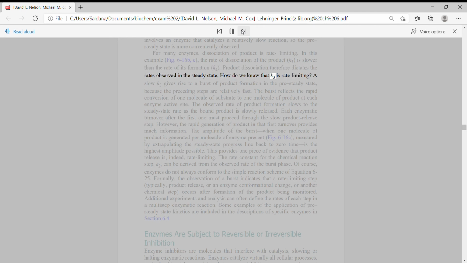How do we know that k3 is rate-limiting? A slow k3 gives rise to a burst of product formation in the pre-steady state, because the preceding steps are relatively fast. The burst reflects the rapid conversion of one molecule of substrate to one molecule of product at each enzyme active site. The observed rate of product formation slows to the steady-state rate as the bound product is slowly released. Each enzymatic turnover after the first one must proceed through the slow product release step. However, the rapid generation of product in that first turnover provides much information.